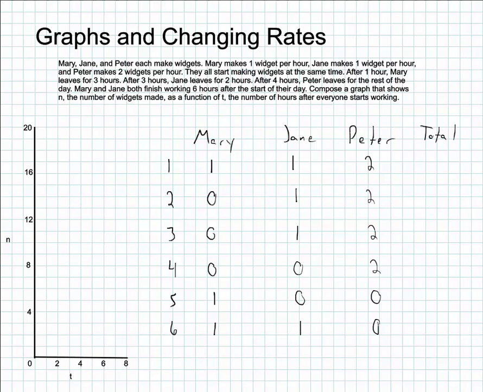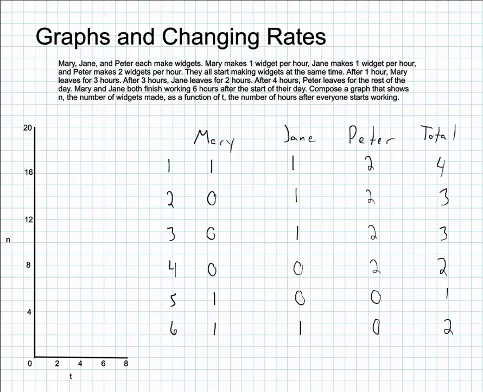Now let's find the total rate of widgets made after every hour. So for the first hour, 4 widgets get made, then 3 for the second, then 3 for the third, 2 for the fourth, 1 for the fifth, and 2 for the sixth. So now we have the rate per hour for every hour. So we have changing rates every hour. So now we should be able to fill in some points.